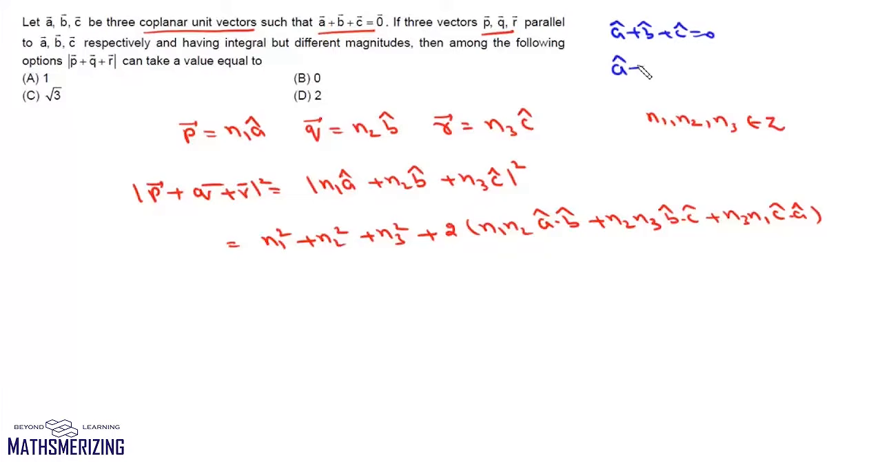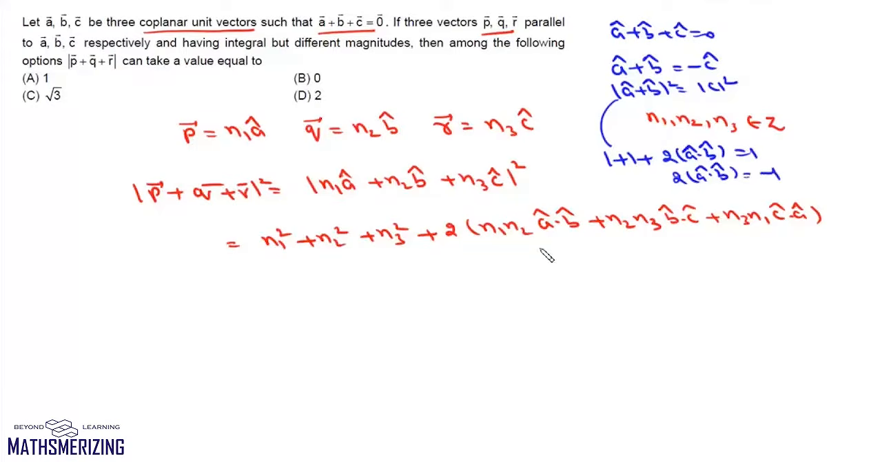Now we can write A plus B equals minus C, and if we take mod and square it, we'll get mod of A plus B square will be equal to mod of C square. Now mod of A plus B square is A square plus B square plus 2 times A dot B. So it will be 2 times A dot B and it will be equal to 1. So the value of 2 times A dot B is nothing but minus 1. 2 times B dot C is also minus 1 and 2 times C dot A is also minus 1.